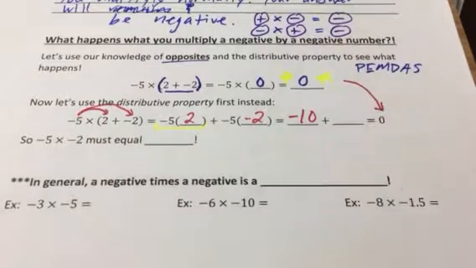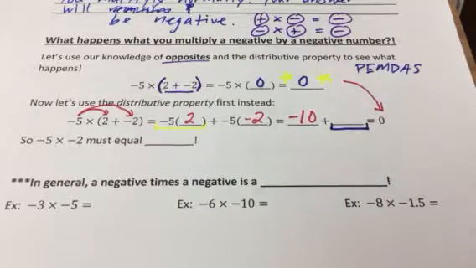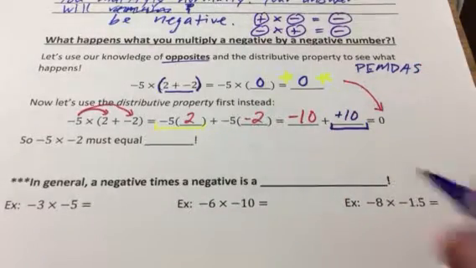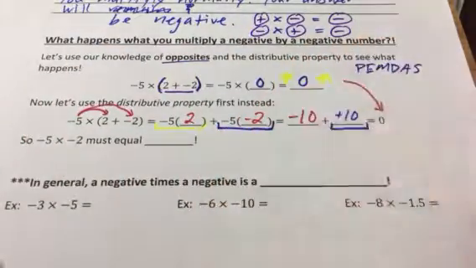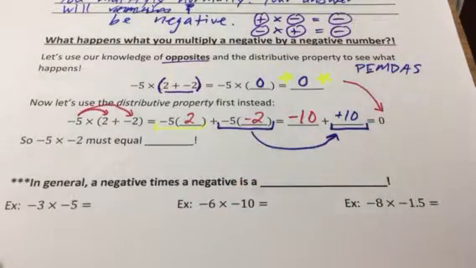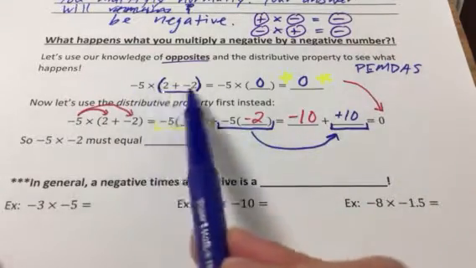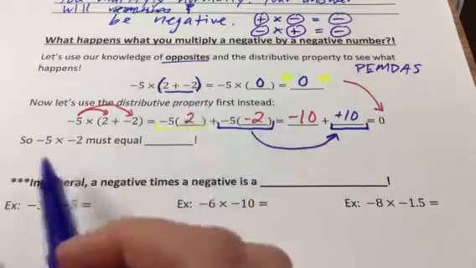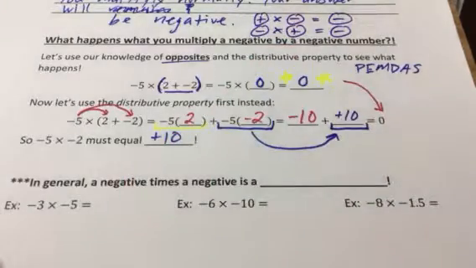So now I need to know, well, what number can I add to negative 10 to give me 0? Well, the answer is going to be positive 10 because those are opposites. So in this case, this negative 5 times negative 2 had to be positive 10 so that our sum would be 0, just like we solved this problem initially above. So negative 5 times negative 2 must equal positive 10.